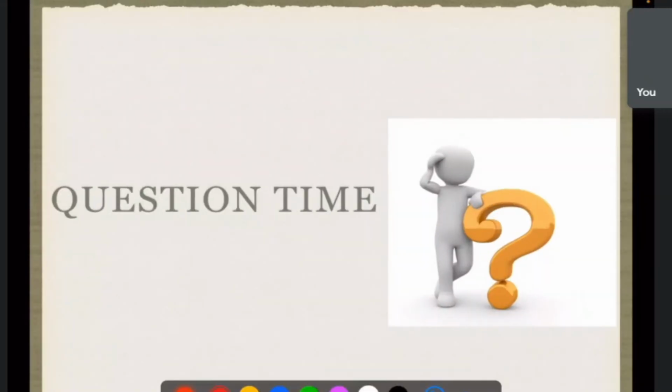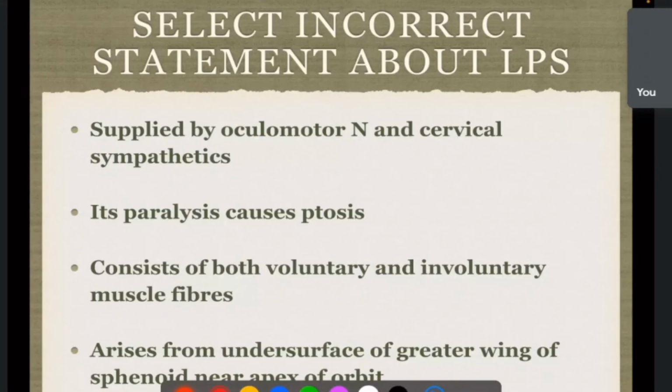Now I'll ask you a few questions. Select the incorrect statement about the levator palpebrae superioris. Supplied by oculomotor nerve and cervical sympathetics. Is it true or false? True. It is supplied by the oculomotor nerve, and the superior tarsal muscle, or Muller's muscle, is supplied by cervical sympathetics. And its paralysis causes ptosis. Is it true or false? True. Causes complete ptosis, right?